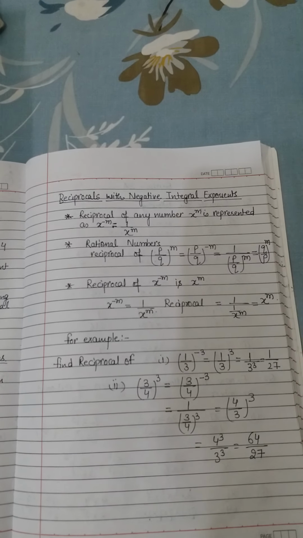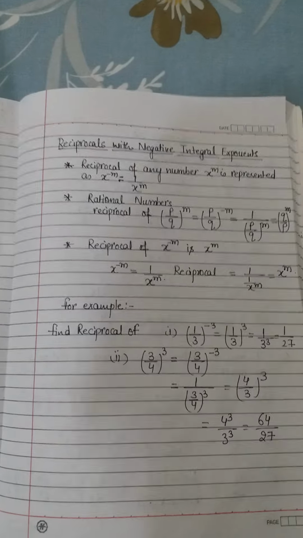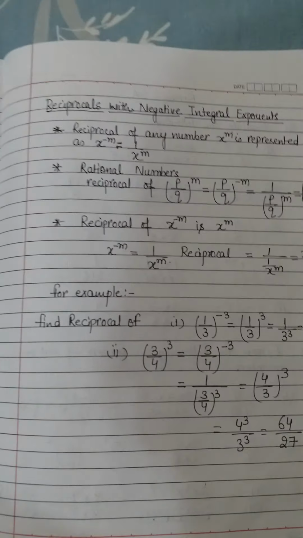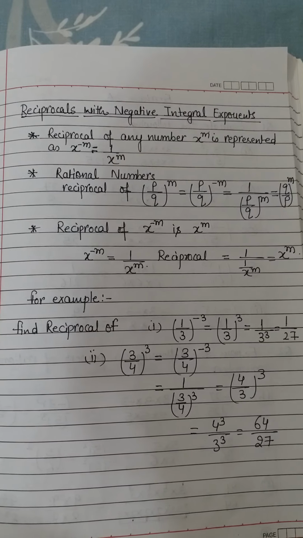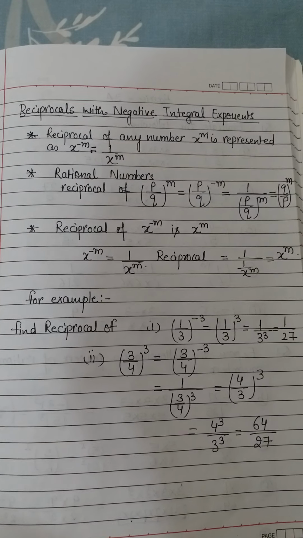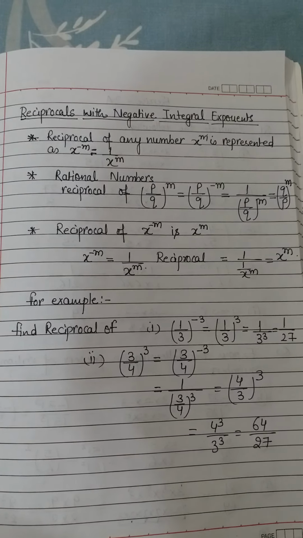Next is the reciprocal with negative integral exponents. Reciprocal of any number x raised to the power m is represented as x raised to the power minus m. So if we want to find out the reciprocal of any number whose power is m, we can write it in terms of minus of the power, or we can write it as equal to 1 by x raised to the power m.